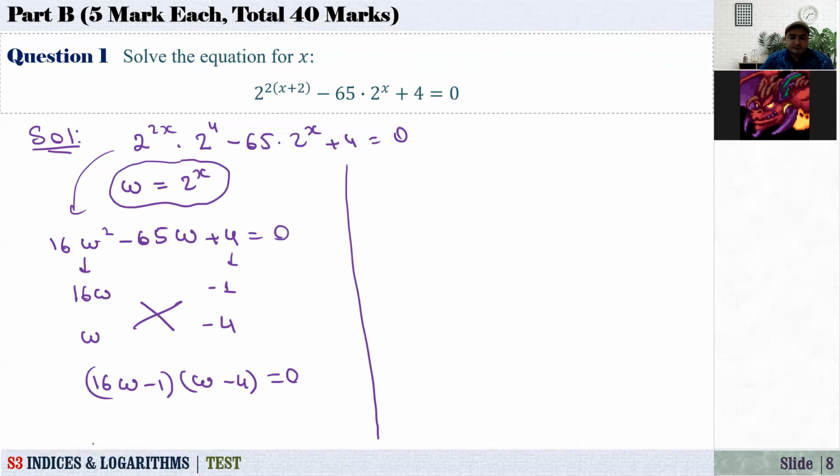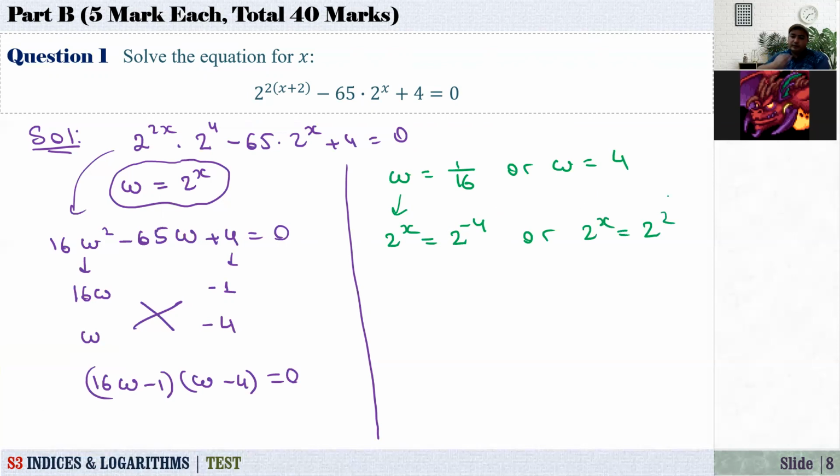Now from here, w is equal to 1 over 16, or w is equal to 4. What is w? W is 2 to the power of x. 1 over 16 is 2 to the power of negative 4, or 2 to the power of x equals 2 squared. So from here, x equals negative 4, or x equals 2. We have two possible solutions for this equation.